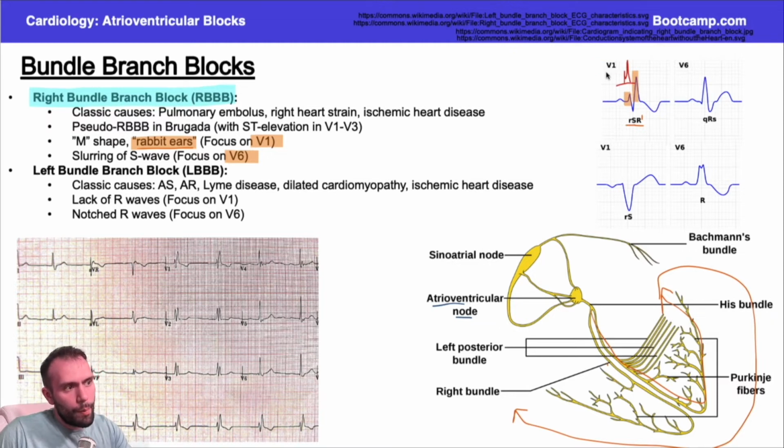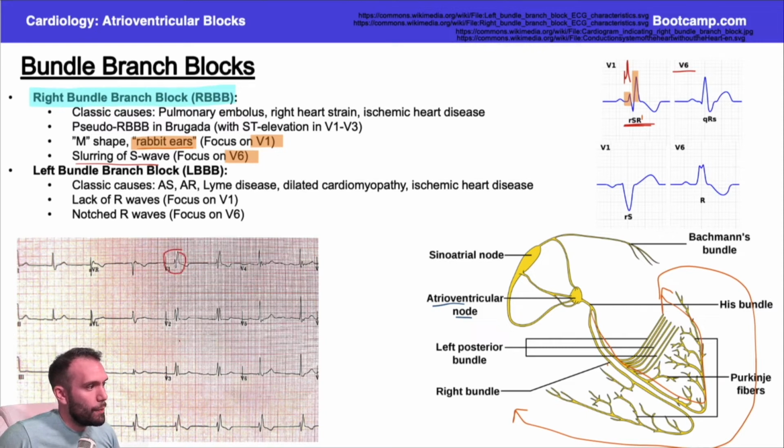When you're looking for a right bundle branch block, look for a widened RSR prime or QRS potentially. And the other thing to look for, if you really want to crack your case here, is this slurring of the S wave that you can sometimes see in lead V6. Okay, so that's all very classic. But in general, like I said, the RSR prime is very classic. And if you're ever going to get right bundle branch questions, usually in Step 1 or Step 2, that's what you're looking for. And you can see that represented very clearly here.